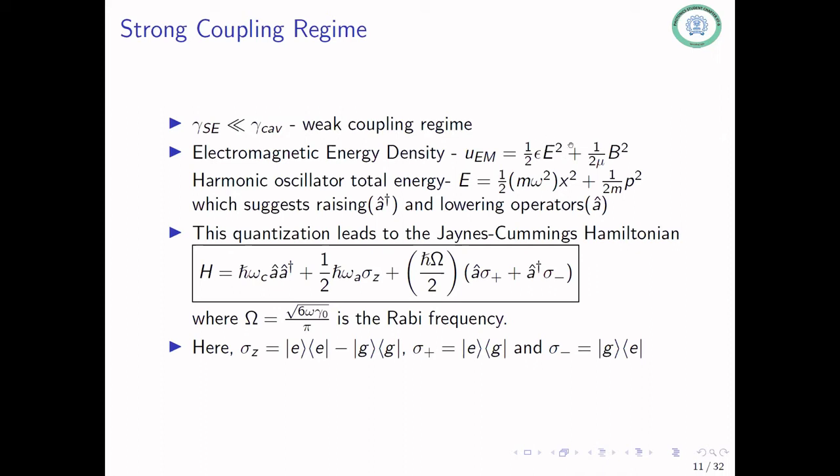So you can see how they are very analogous. And this analogy suggests that the raising and lowering operators for your simple harmonic oscillator, which you might have seen in any fundamental quantum mechanics course, are somehow going to get involved. So the exact Hamiltonian was proposed by Jaynes and Cummings in the Jaynes-Cummings model. So we look at this in more detail.